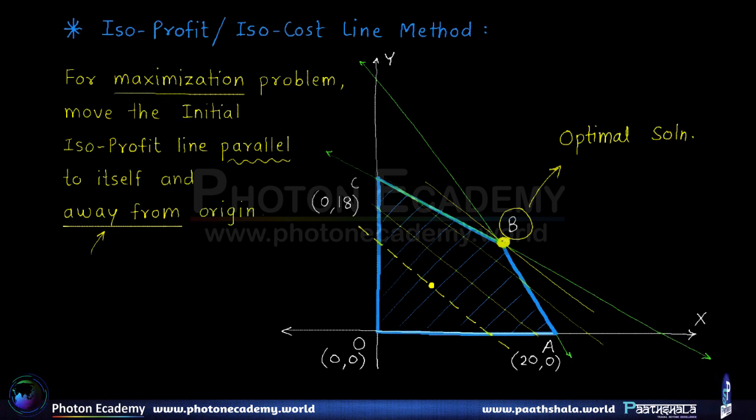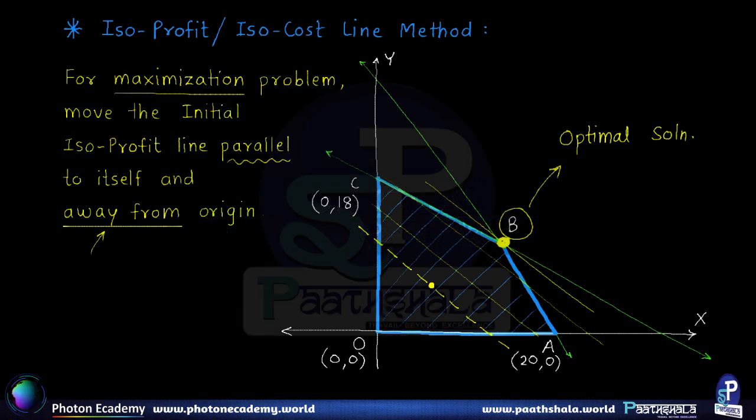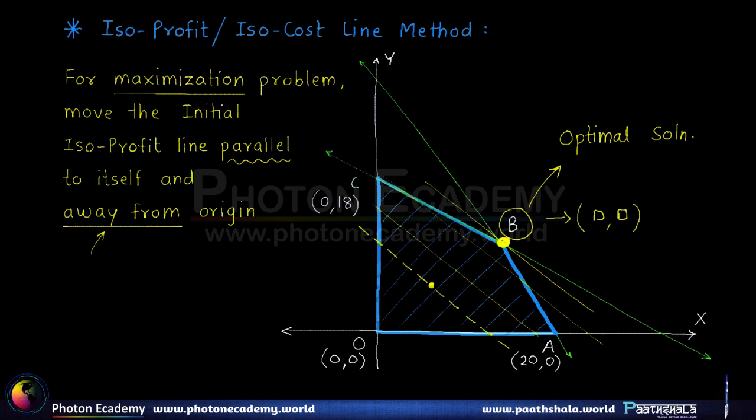So that's the benefit of the isoprofit line method: we directly get which vertex is the optimal solution. Of course, we have to get the coordinates of that point by solving the equations of the two constraint lines simultaneously, but at least we got to know which is the optimal solution using the isoprofit line. Now in case of the isocost line, that is, whenever you have a minimization problem, there is only a minor change, and let us see what that change is.